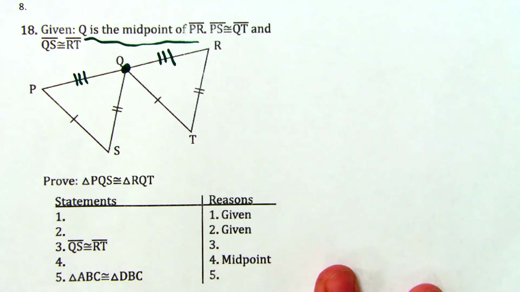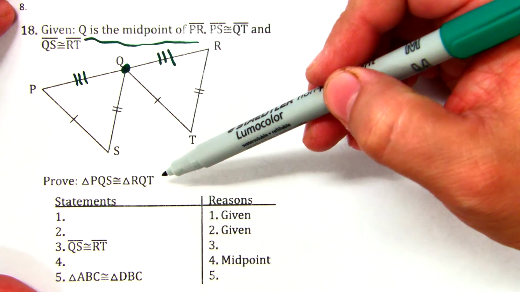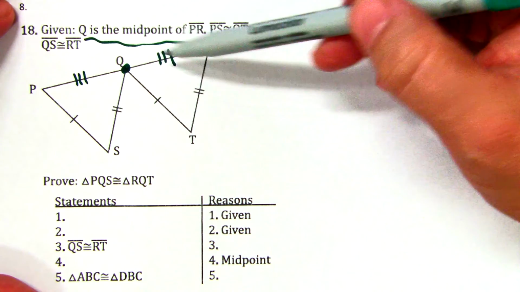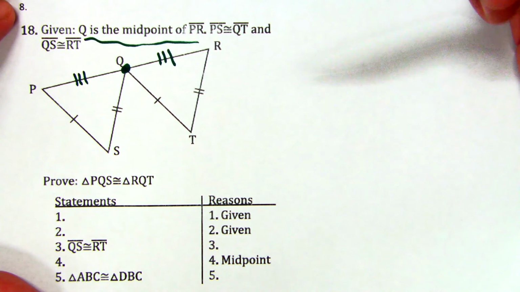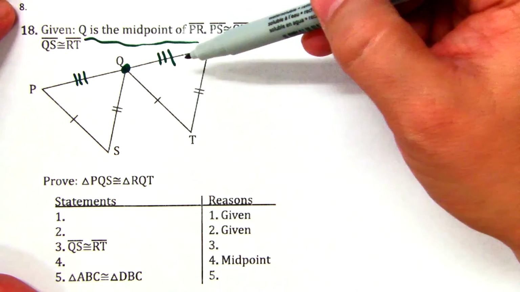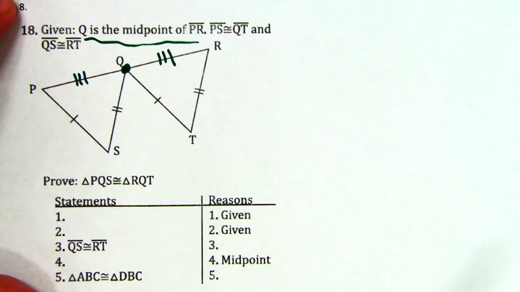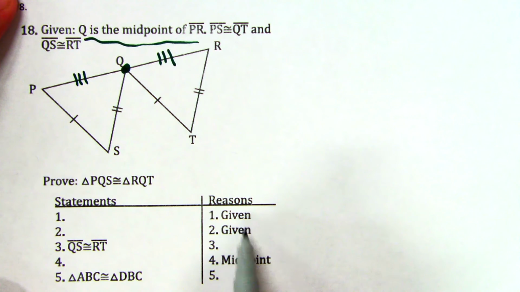All right, let's go down. Oh, and then let's think, what are we trying to prove? That triangle PQS and triangle RQT are congruent. What theorem are we going to use? Of our 5 triangle congruence theorems, side, side, side is the one that makes the most sense because we know about all 3 sides of both triangles. So, first thing, what are we given?